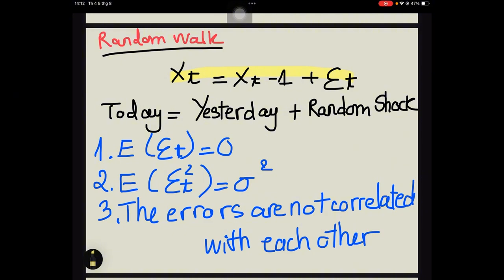The assumptions about the error term are important. First, the expected value of the error is 0. This means positive and negative shocks balance out over time. Second, the variance of the error is constant. The size of shocks remains stable. And third, the errors are not correlated with each other. A shock today does not tell us anything about tomorrow's shocks. These assumptions create a process where changes are random.